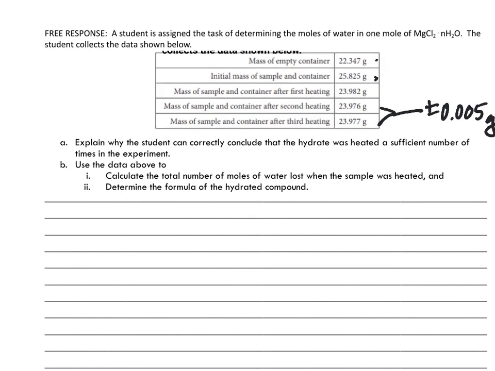Again, why can we correctly conclude that the hydrate was heated a sufficient number of times? There's a negligible difference in mass between heating 2 and heating 3. Yep, between heating 2 and heating 3, they're within the allowable error. There's negligible difference between those, okay? When you give those kind of justifications, we need to hit on some of those key terms. Be specific about which trials you're talking about, like heating 2 and heating 3.